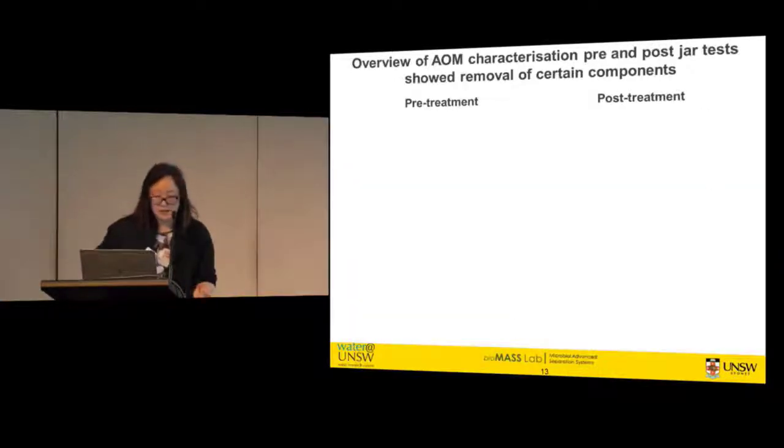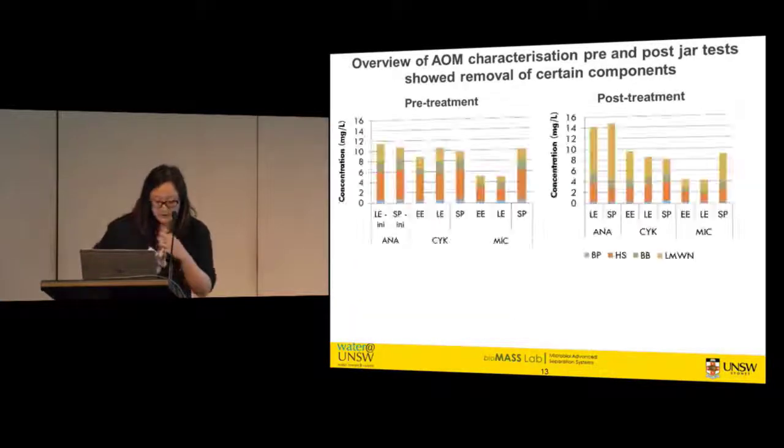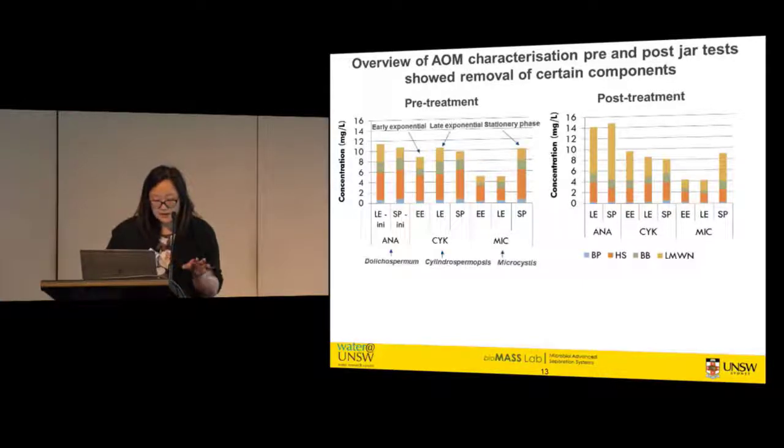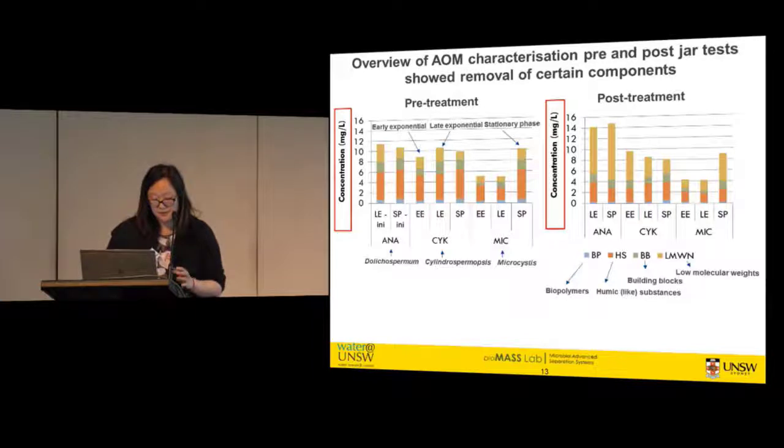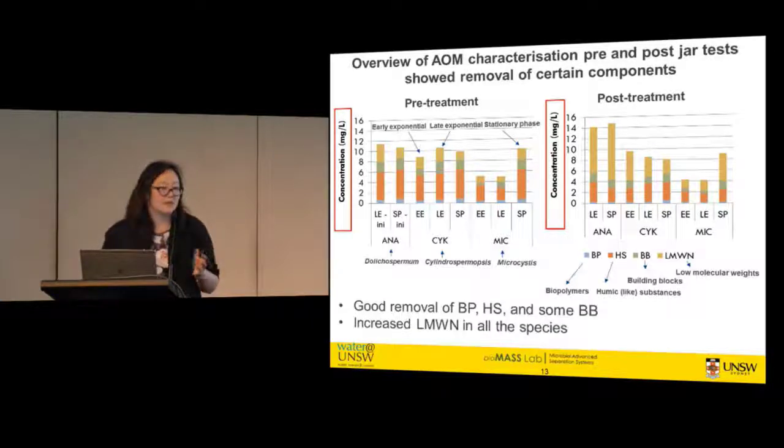This is some of the algal organic matter data we collected from these jar tests. What really surprised us, we chose these two species in early exponential and stationary phase, and we found that the concentration of some of the organic matter based on LC-OCD did change before and after treatment. We're still trying to figure out what this is. I'm not an organic matter expert, but it is interesting, and there is work going into it. Mainly, we found good removal of biopolymers, humic-like substances, and some building blocks. But the interesting thing is we saw an increase in lower molecular weight neutrals in all the species.